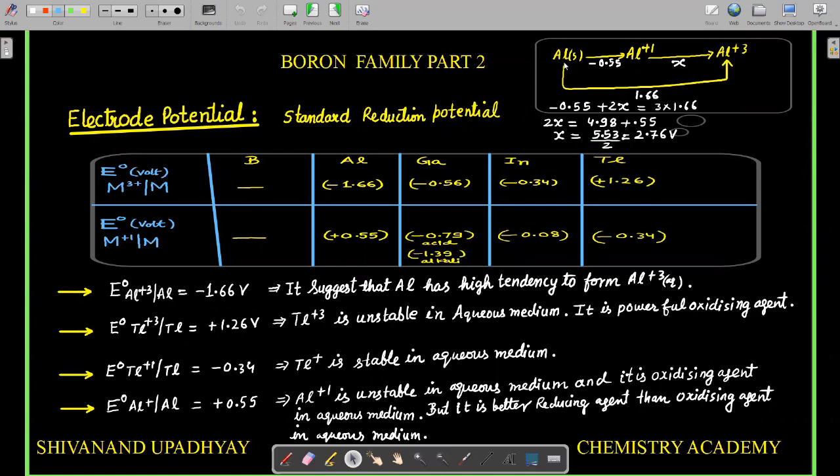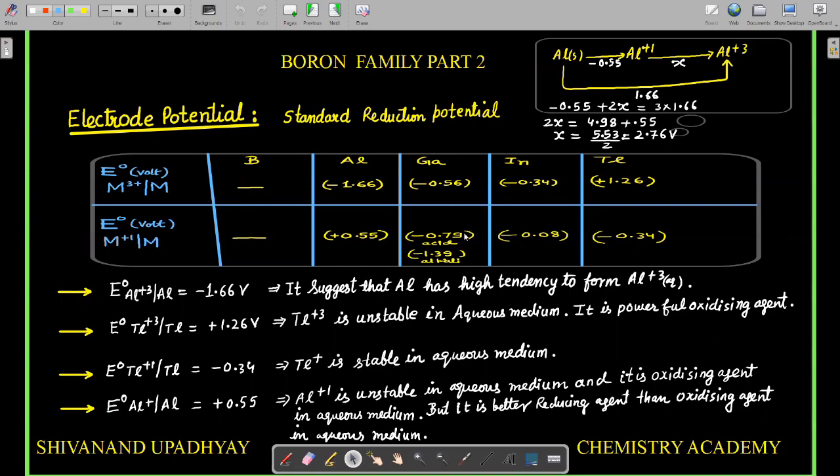But if you see, this is the Latimer diagram. From this data I have taken the value of aluminium to aluminium +1, which is equal to minus 0.55 volt. From this data we can say this is reduction, so the oxidation potential will be the reverse of that. We have to calculate from aluminium +1 to aluminium +3. We already know that from aluminium to aluminium +3 this value is plus 1.66. So using this Latimer diagram, we have calculated the oxidation potential of aluminium +1 to +3, that is 2.76. So aluminium +1 is a very good reducing agent in aqueous medium. It will convert into aluminium +3. So that is written here, that it is a better reducing agent than oxidizing agent in aqueous medium.